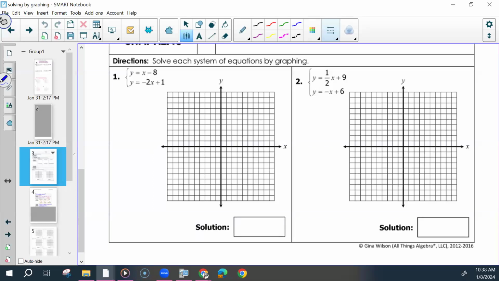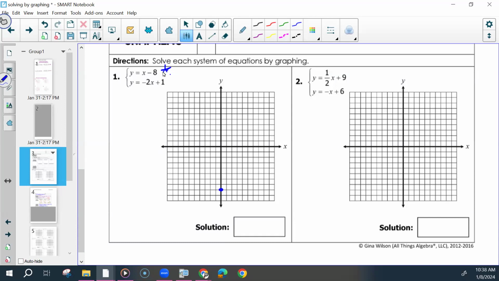So for this first one, where would we start with graphing this first equation? y equals x minus 8. Where do we start with graphing? y-intercept, negative 8. So go down negative 8. I think this is a 10 by 10, so you can skip instead of counting.